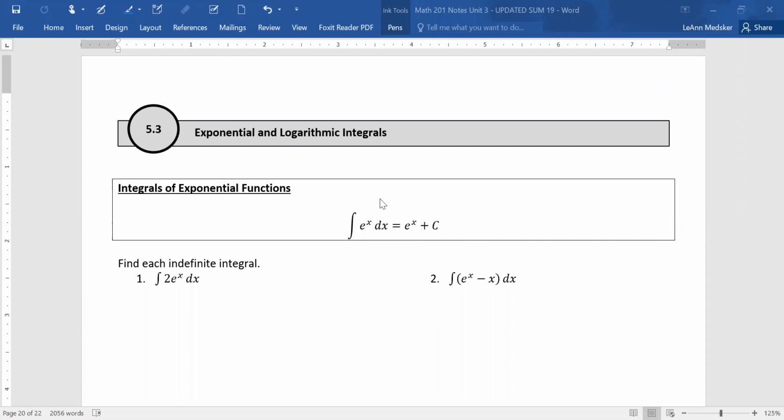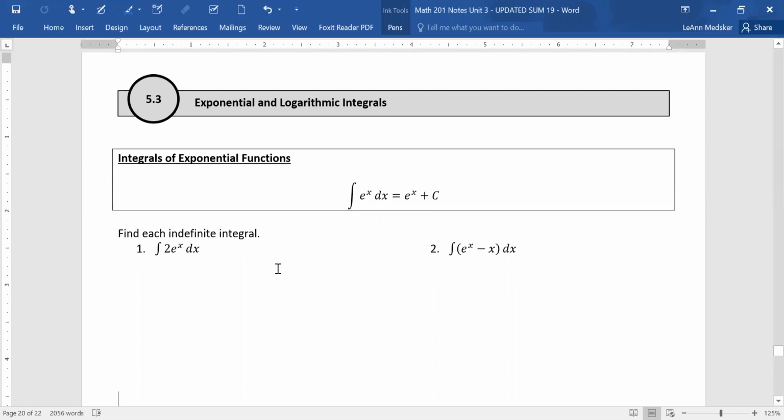So the first thing is we have to go over our rule for the integrals of exponential functions. It is that the integral of e to the x dx is e to the x plus c. We knew the derivative of e to the x was itself, so if you're taking the antiderivative, it's still itself, but it could have had a constant, remember, that drops off when you've taken the derivative. So we're going to do the odds here.